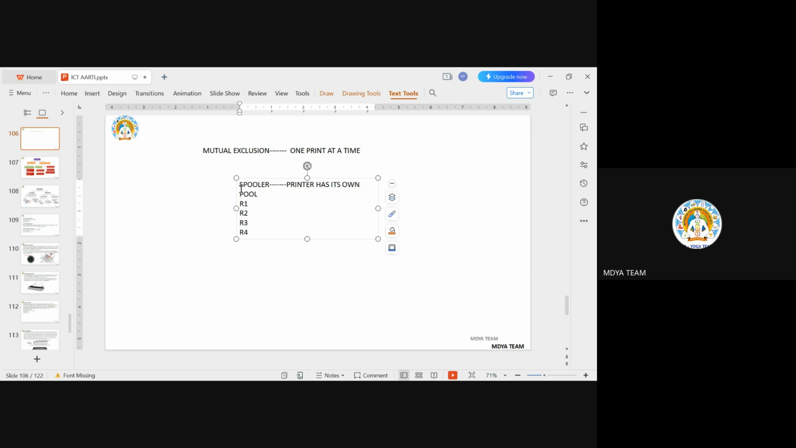This storage mechanism is called a spooler. When the printer has its own pool to store all commands sequentially, that is called a spooler. Got it? Sometimes they can ask which thing the word spooler is related to, so you should know about this word. Spooler is related to the printer. It means it has its own capability to store all commands sequentially, so that it can print sequentially.